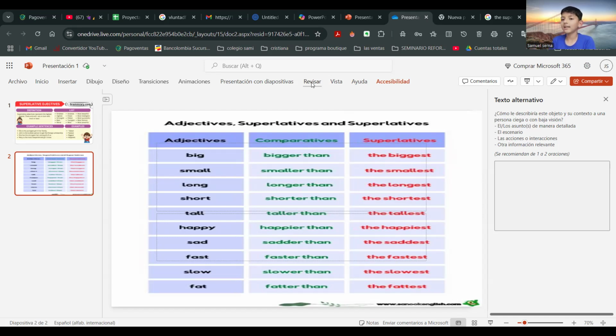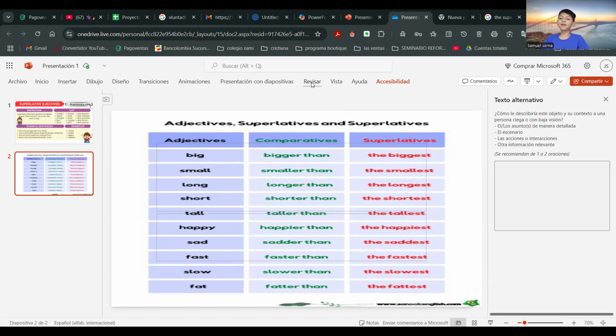Okay, in the next example, small. Small in the comparative is "smaller than", but in the superlative it's "the smallest".